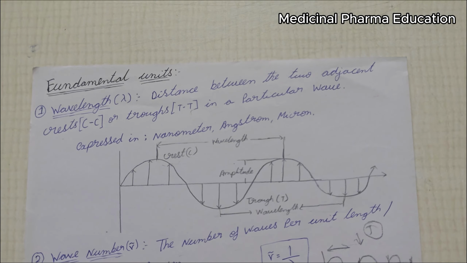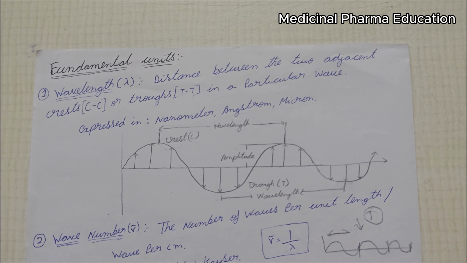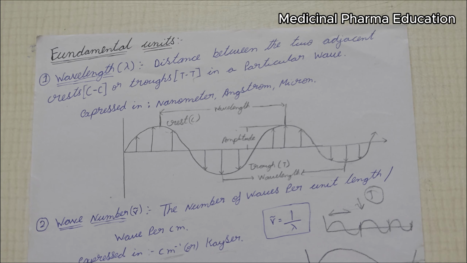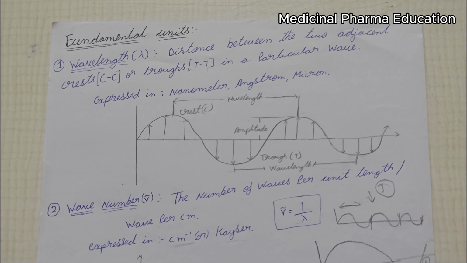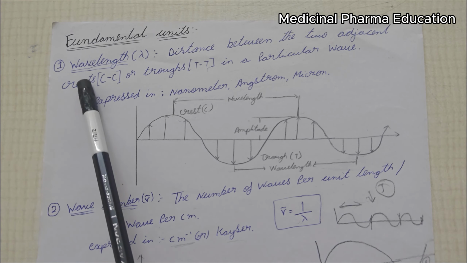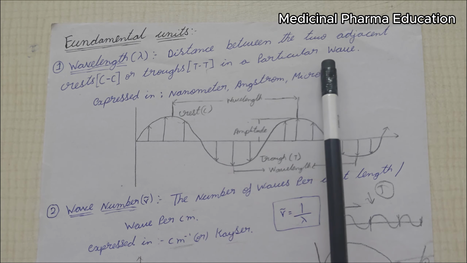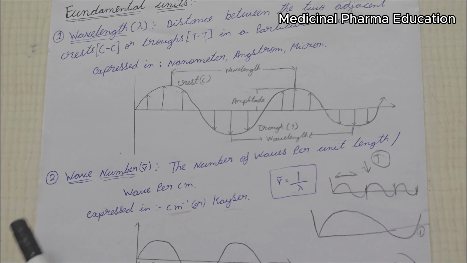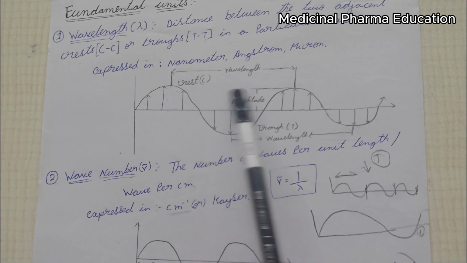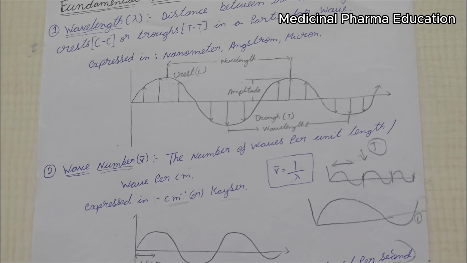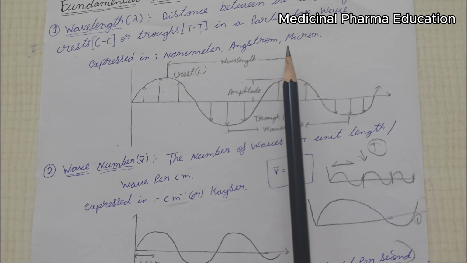Next, we will learn the fundamental units. What are the fundamental units? These are already very easy topics. I'll just recall them for you. Wavelength is the distance between two adjacent crests or troughs in a particular wave, and it is expressed in nanometer, angstrom, and microns.